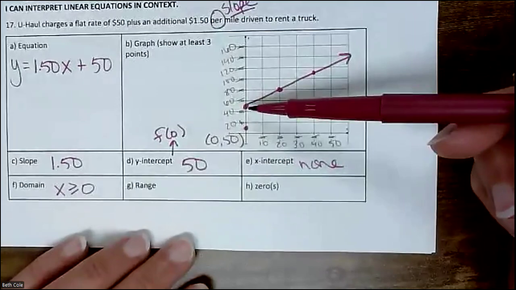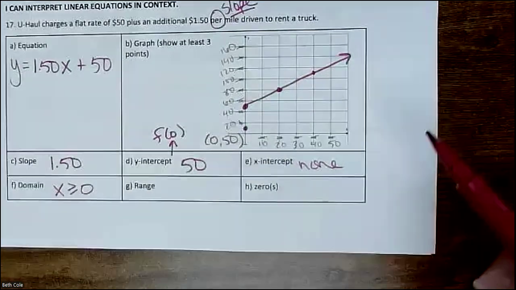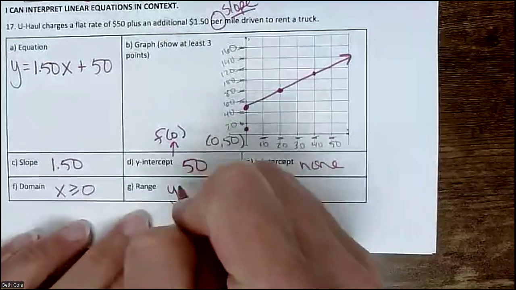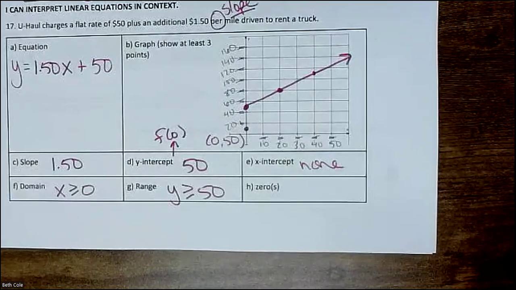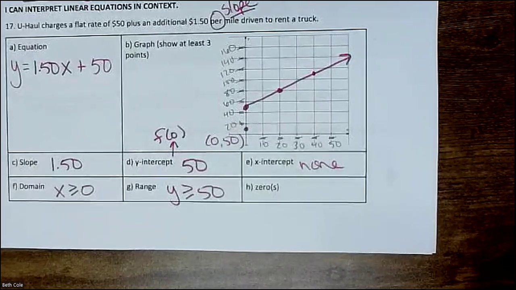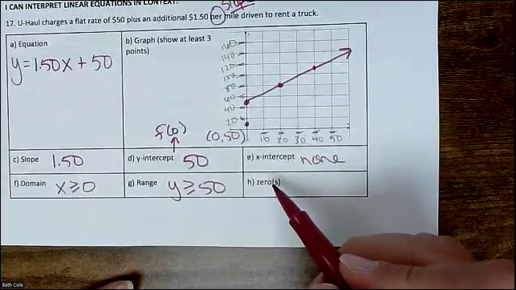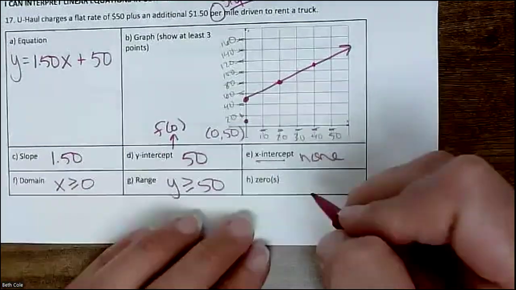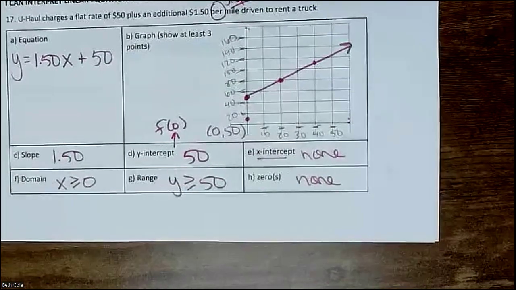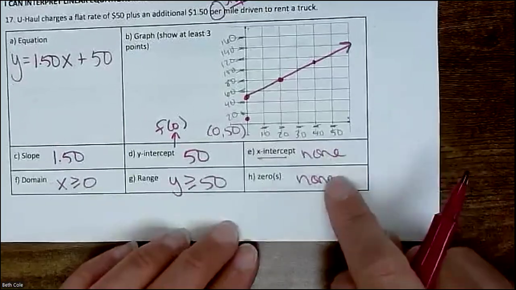And then your range. What Y value are we staying above for this graph? And why does that make sense? That's your y-intercept. You're going to spend $50 even if you drive nowhere. It's $50 for that flat rate. Now, I don't know if you remember this from last unit, but zeros means the exact same thing as x-intercepts. So since that's none, this is none. It's just another word for the same thing. So if that's none, that's none.